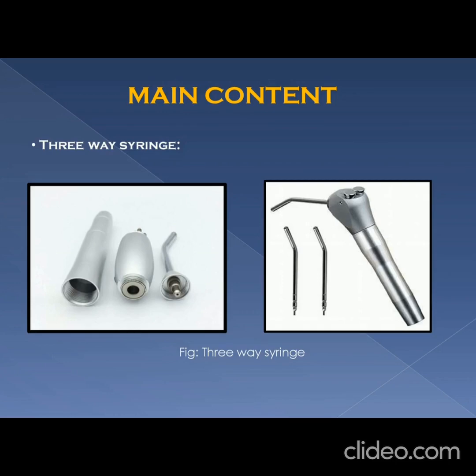The three-way syringe consists of two buttons. One button is for high pressure water and one button is for high pressure air. It is connected to the compressor with the help of a flexible pipe. The compressor is attached to the dentist chair.